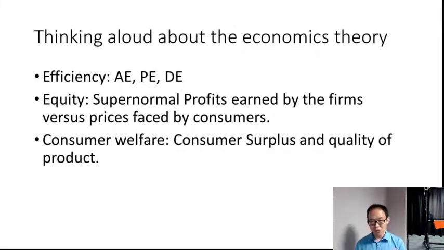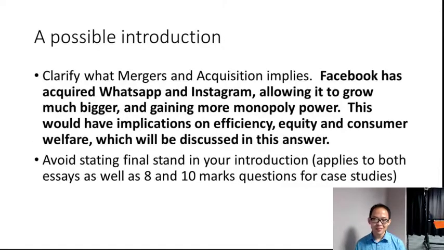And of course, consumer welfare refers to consumer surplus and the quality of the product. So these terms should be in your analysis as much as possible. Now, a possible introduction to this 10-mark question is to clarify what mergers and acquisition implies. Facebook has acquired WhatsApp and Instagram, allowing it to grow much bigger and gaining more monopoly power. So this would have implications on efficiency, equity, and consumer welfare, which will be discussed in this answer.